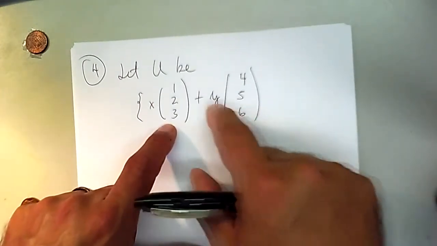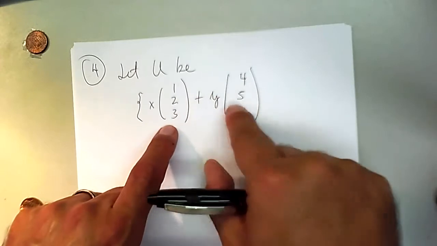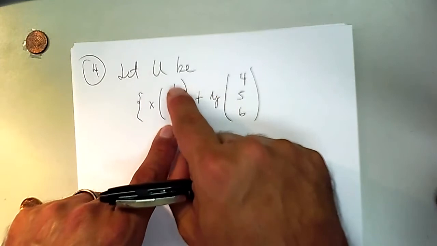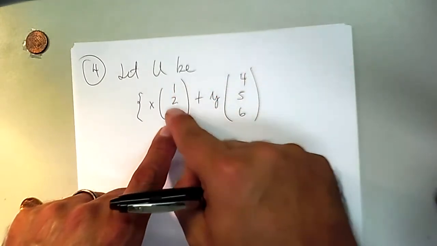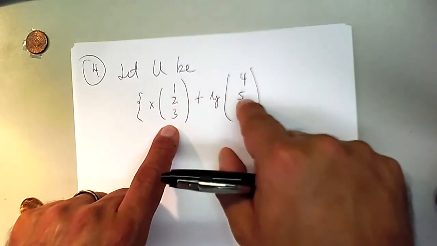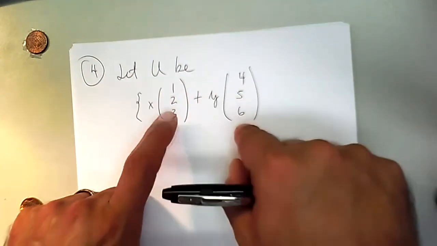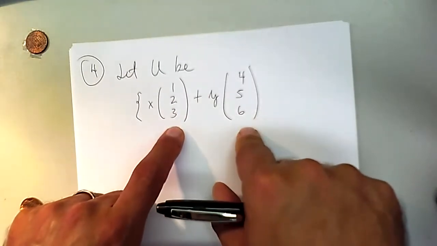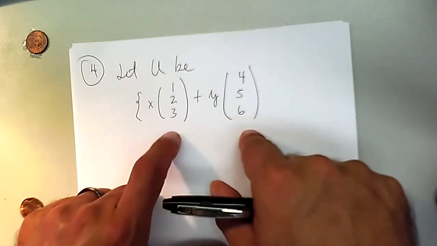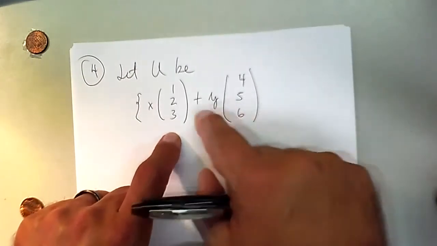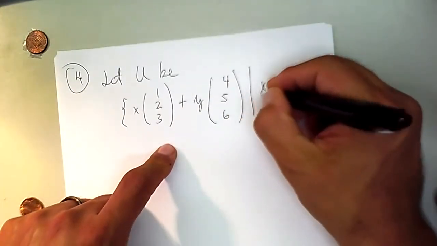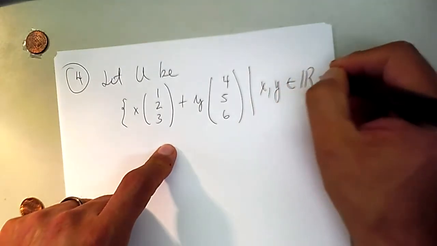I don't think there is, because if they were linearly dependent, if I wanted to get 4 from 1, I would have to multiply 1 times 4, that's fine. But then 2 would have to be multiplied by 4, which would give us 8. So right there it fails. Those two are not linearly dependent, because if they were, one would be a scalar multiple of the other, such that X, Y are real numbers.